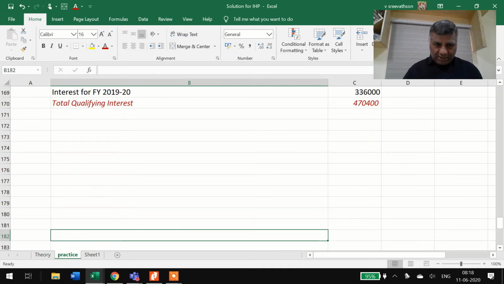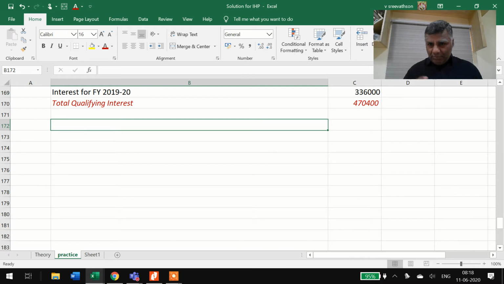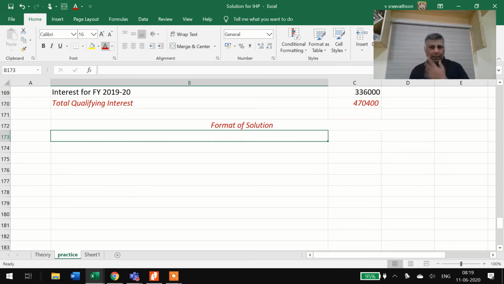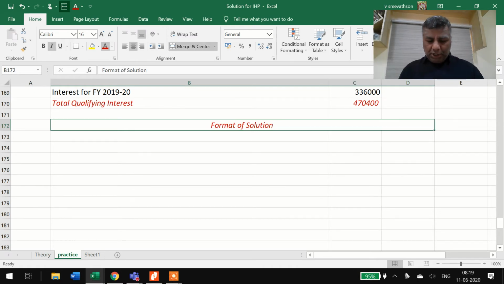You are still in your theory notebook. I'm just using this space. You are continuing in your theory notebook. Format of solution, or you can say format of computation.